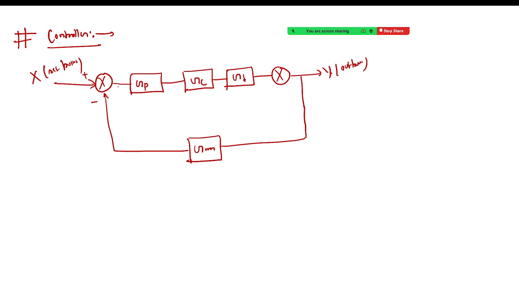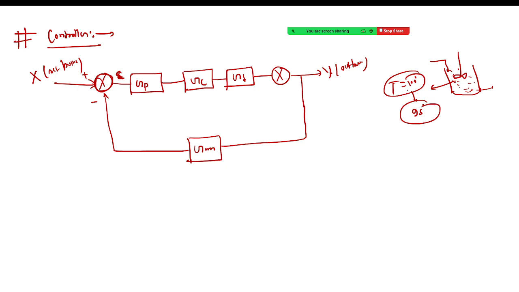So what happens over here? There will be an error here. This error is being generated. Why is this error coming? Since you have set some value of output. Let's say I want to measure the temperature of this continuous stirred tank reactor, and I have set a temperature of 100 degrees centigrade. But due to some external reason, an endothermic reaction is happening, and the temperature comes to, let's say, 95 degrees centigrade. So this will create an error of 5 degrees centigrade.